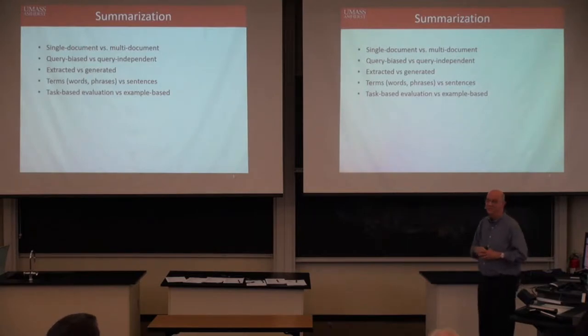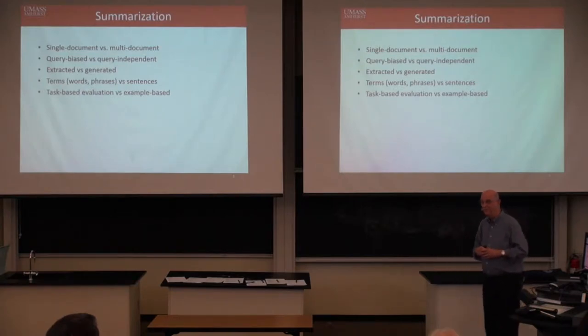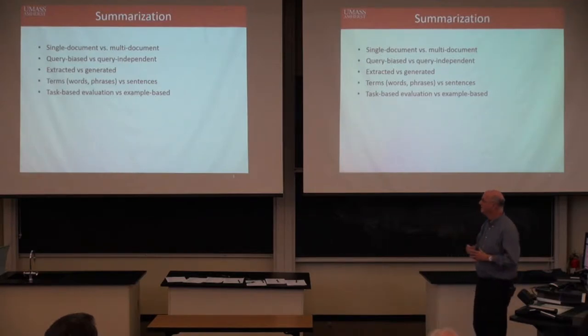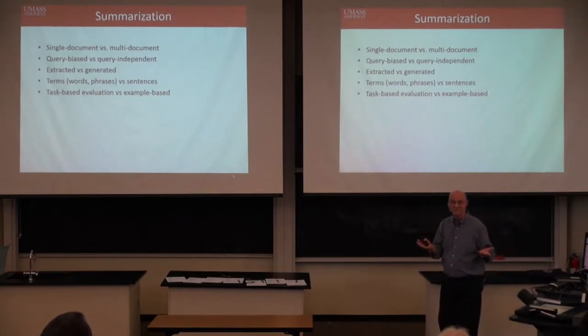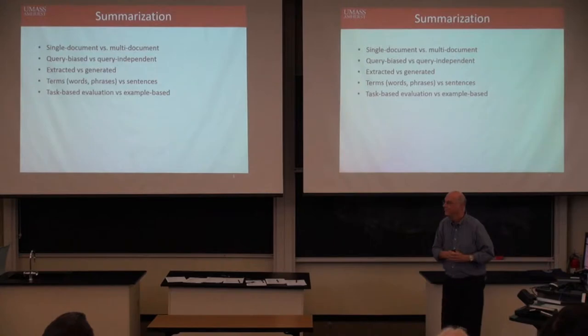So for query biased summaries, one version of that would be a snippet of a result list. Typically it's doing something like selecting sentences or parts of a document with respect to a particular query after that document has been retrieved by a query. Versus query independent summarization, where the task is, okay, given this document or group of documents, summarize without regard to any particular query, just based on its own content.